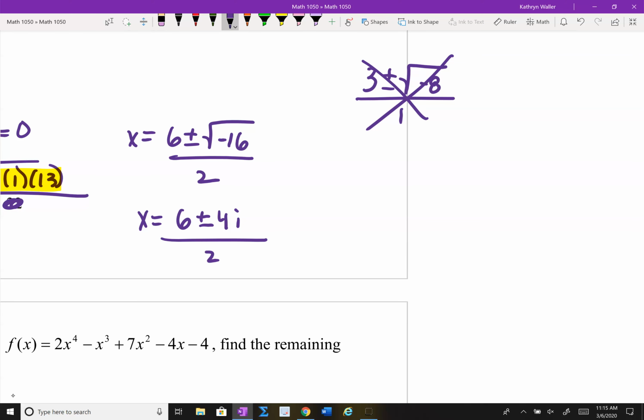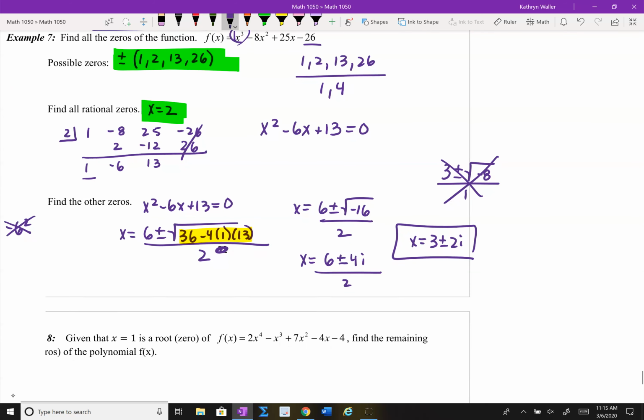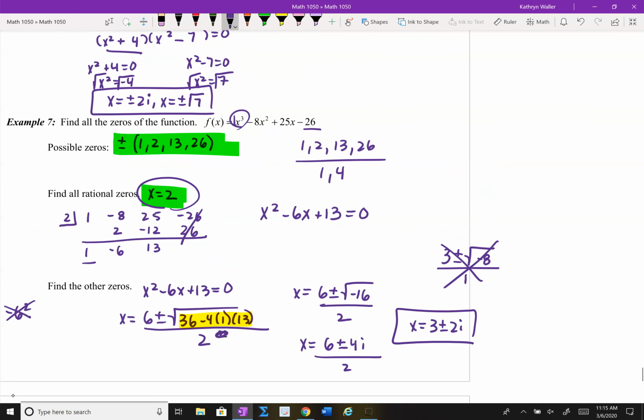There are 3 people, 6, 4i, and 2 goes into everything. So it would be 3 plus or minus 2i all over 1, and I'm done. I don't have to write the all over 1. So there are 2 solutions there. There's 1 solution there for a total of 3, and I'm good.